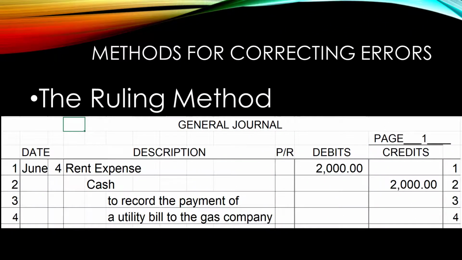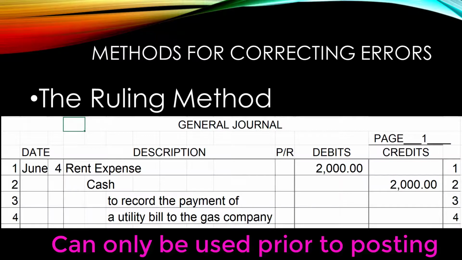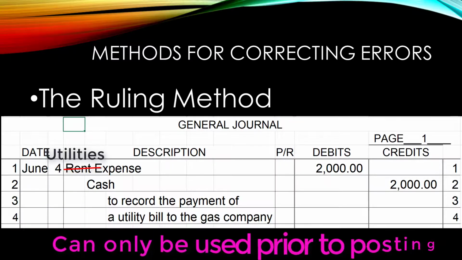The ruling method, and probably the easiest out of the 3, can only be used if the error is discovered prior to posting. To use the ruling method, simply put a line through the wrong part of the journal entry, correct it right in the journal by writing in the correct item, and you might want to consider initialing it as well if there are other people who are recording journal entries. Once again, it can only be used if the error is discovered prior to posting.